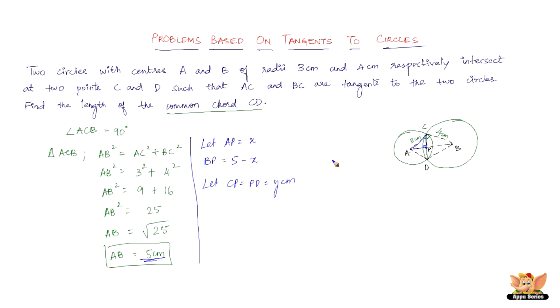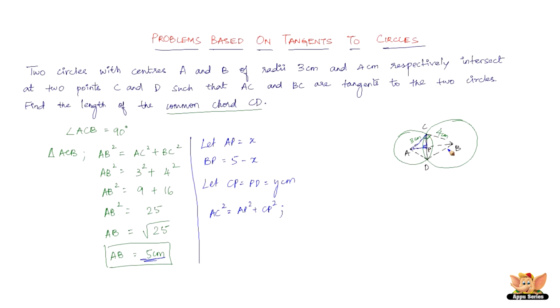So we've got CP equal to PD equal to Y centimeters. Now in triangles APC and BPC, let us apply the Pythagoras theorem. So by applying the Pythagoras theorem for the triangles APC and BPC, we get AC square equals AP square plus CP square.